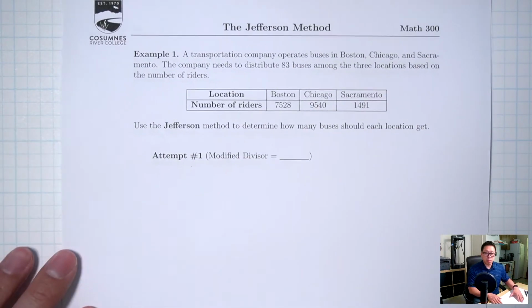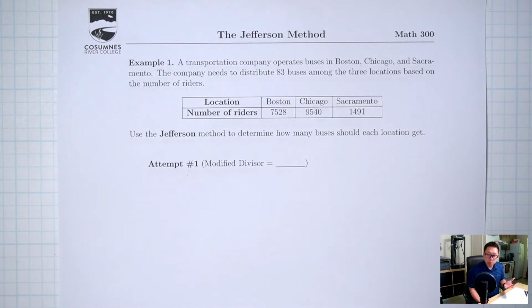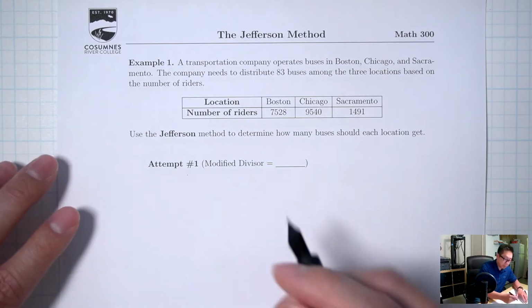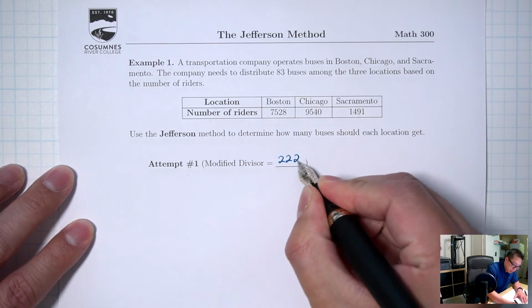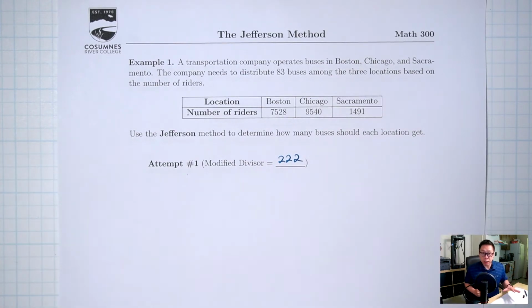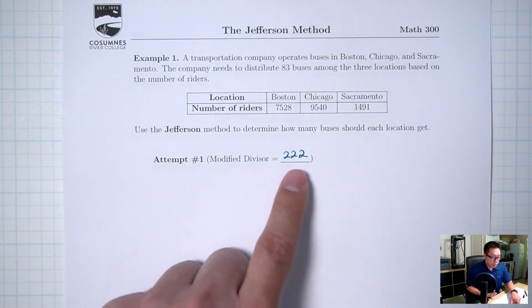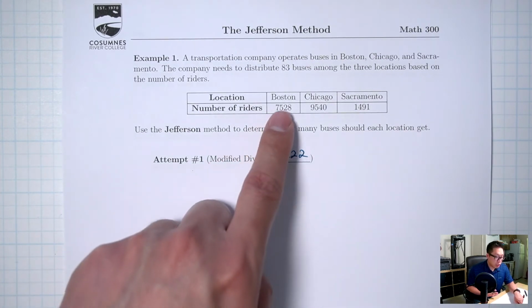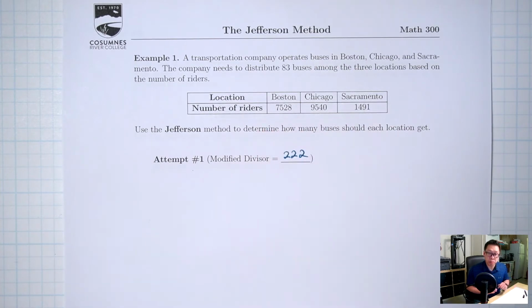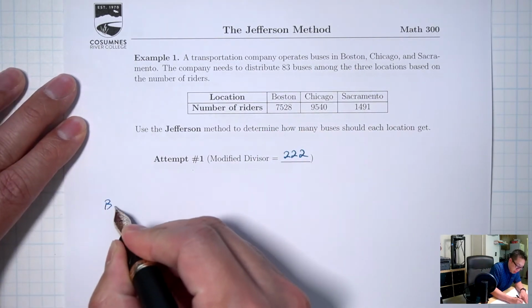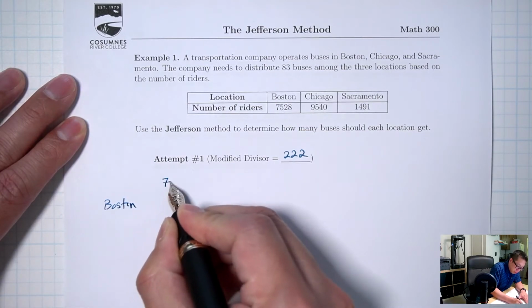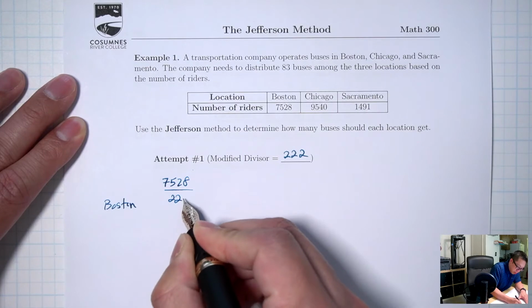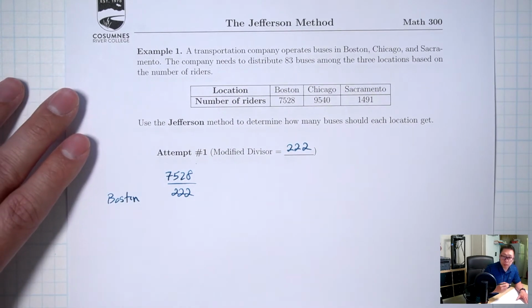So in this example, we're talking about the same thing, 83 buses shared among these 3 cities based on the number of riders. And I'm going to start you off with the first modified divisor. We're going to be using 222 as our first guess. In all the problems, I'm going to give you that first guess. So we're going to take 222 and divide each of these numbers of riders by 222. Let me set that up, and then we'll use a calculator at the end.